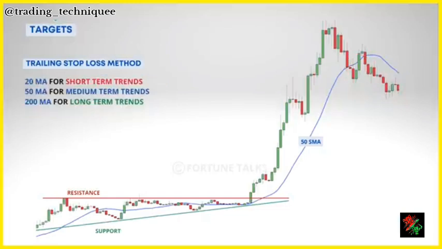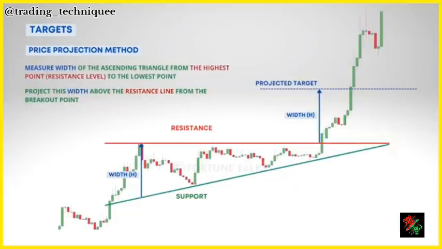A much better question to ask is what type of trends do you want to capture and what is your trading style? For a long-term trade you can use the 200 period average. For short-term trends you can use the 20 period moving average and so on. The second method, the price projection method, is a classical charting technique to project where the price will exhaust itself.